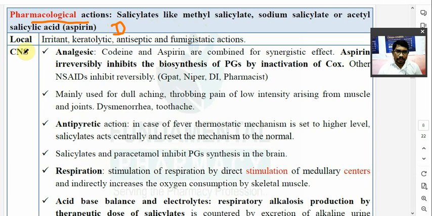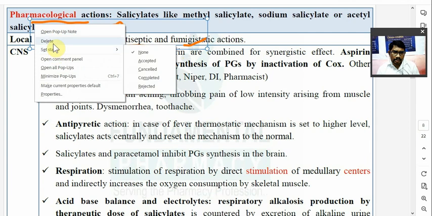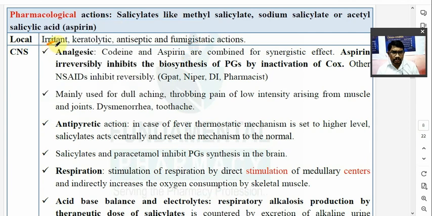So locally, methyl salicylate is an irritant, counter irritant, then keratolytic, and it also has antiseptic and fungistatic actions. Okay. Irritant or counter irritant means they will reflexly decrease the pain by causing inflammation. It is a little contradictory, but they do it. They cause irritation to your joints and all that, and they decrease the pain. Okay, keratolytic means they break down the keratin.